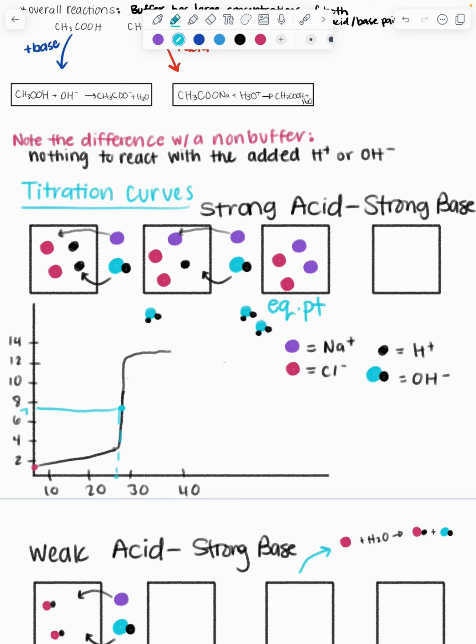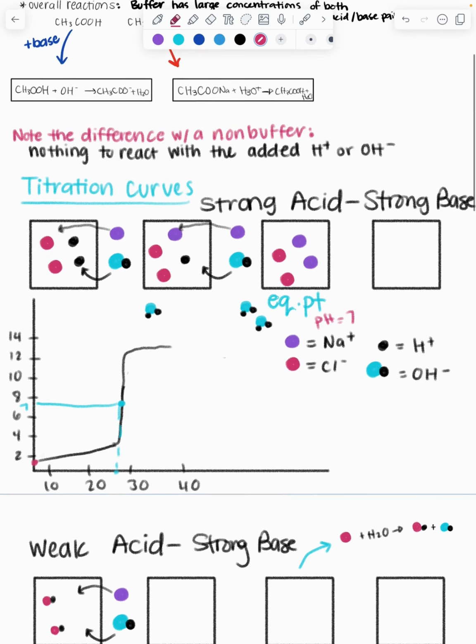Okay, so make sure you understand that for a strong acid, strong base titration, the pH at the equivalence point is 7, because the solution has completely neutralized. There is no longer any H plus ions in solution. It's all been reacted with hydroxide to form water molecules.